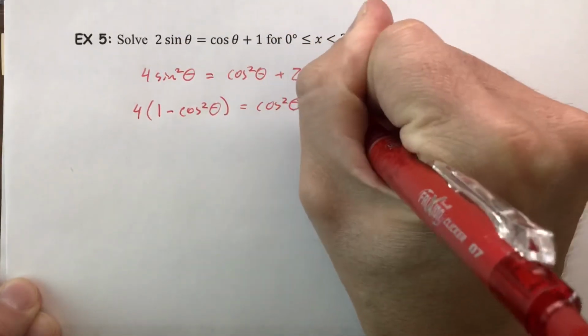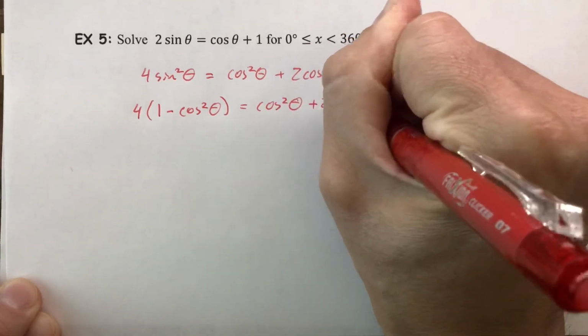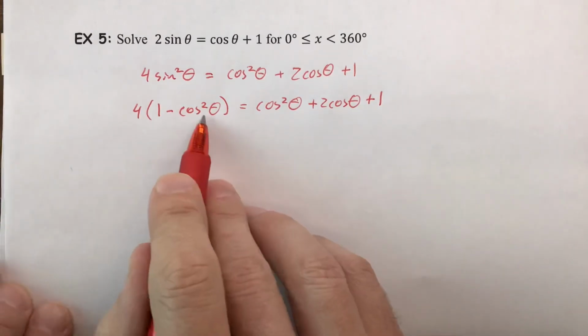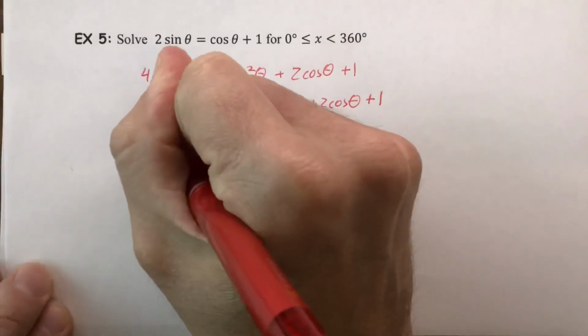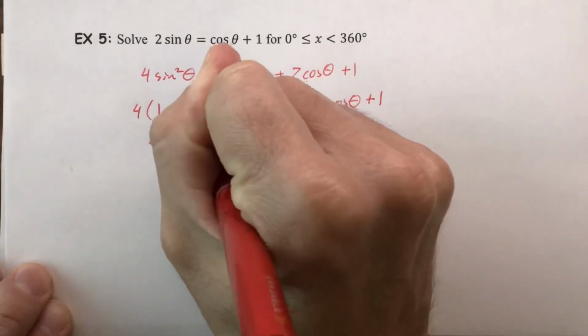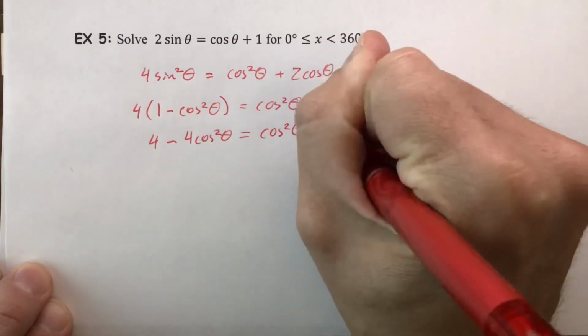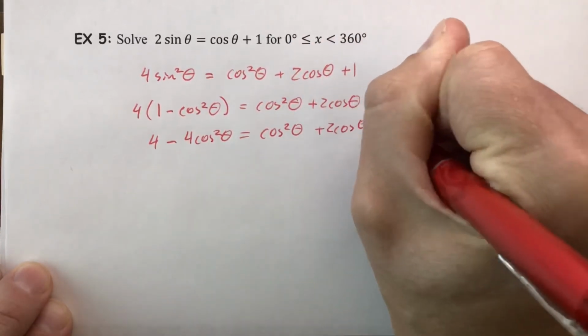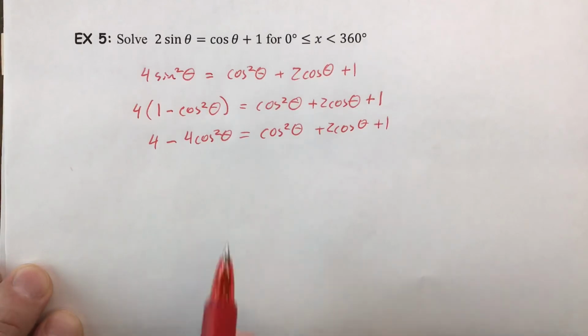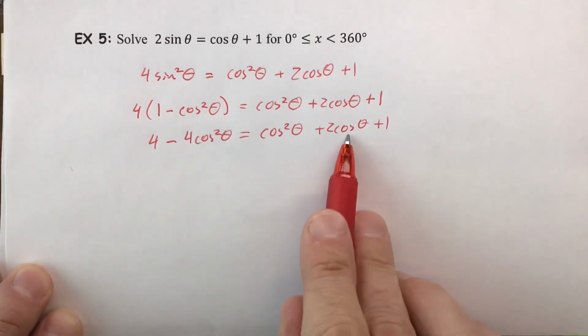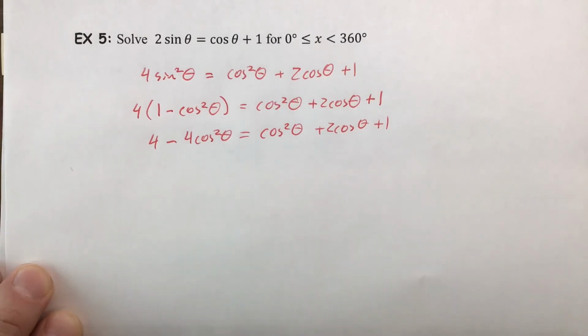And if I do, I've at least accomplished one good thing here, which is making sure that I don't have 2 different types of trig functions. Everything's in terms of cosine now. Okay, so let's distribute that in. We'll get 4 minus 4 cosine squared theta is equal to cosine squared theta plus 2 cosine theta plus 1. And look at this. We've got cosine to a second power, and we've also got regular cosine. That means we can start to treat this as a quadratic.